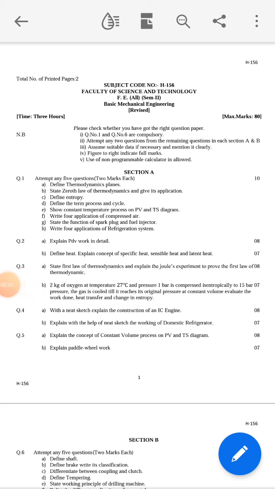Friends, we have completed all the syllabus from a section.